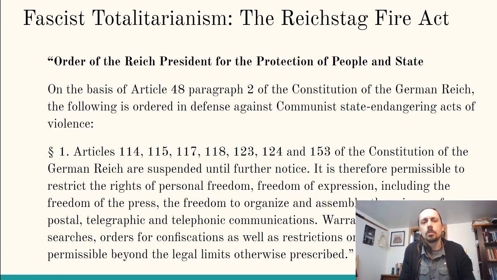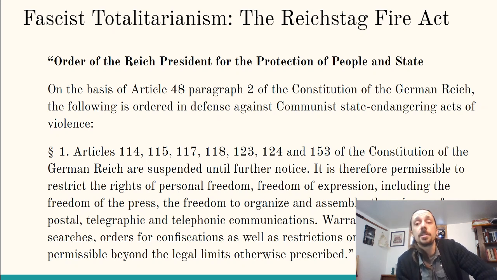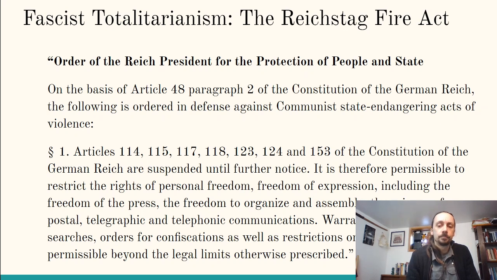And this is the actual text of the order for the Reich President for the Protection of People and State. This is the actual act, just translated to English from the German. The following is ordered in defense against communist state endangering acts of violence. The articles of the Constitution are suspended until further notice, permissible to restrict the rights of personal freedom, freedom of expression, freedom of the press, organize and assemble, right? Privacy, right? All that is gone. The warrants for house searches, confiscations, restrictions on property are permissible beyond the legal limits otherwise prescribed.